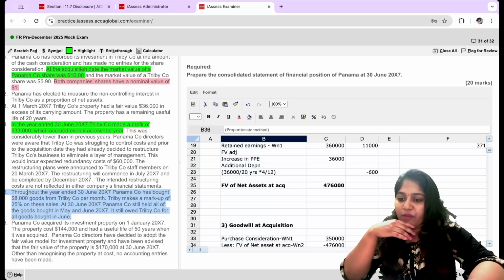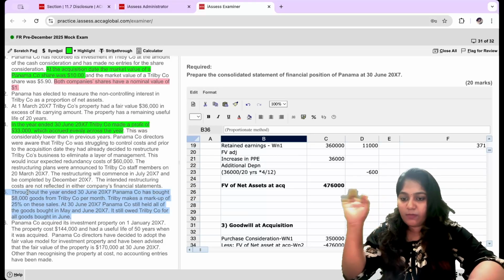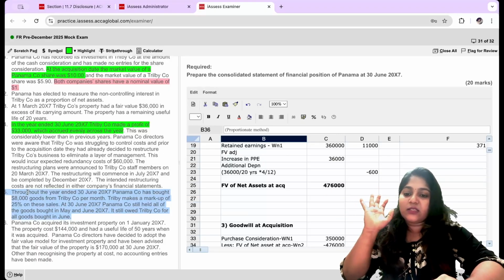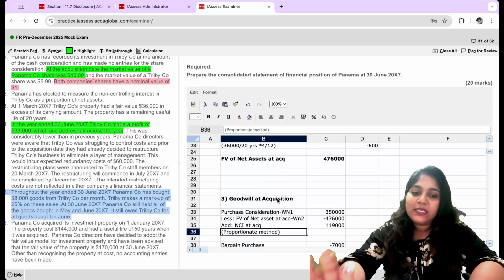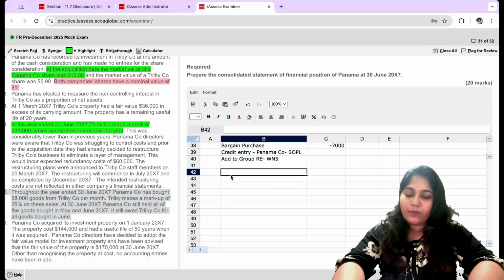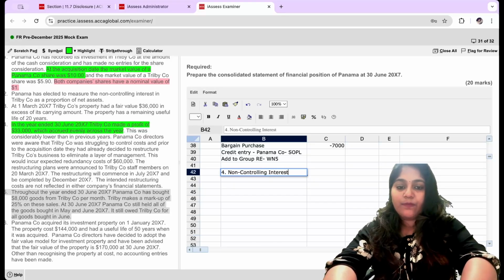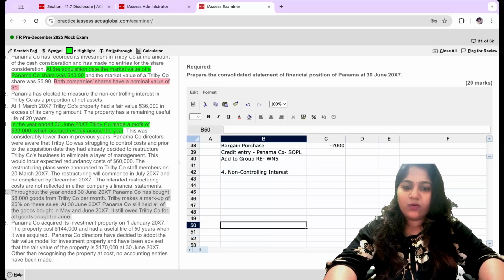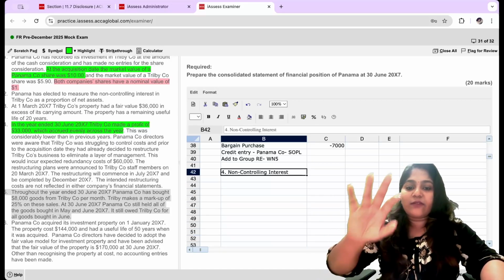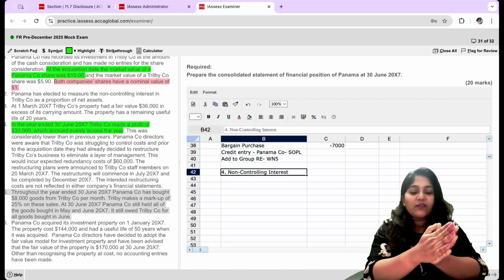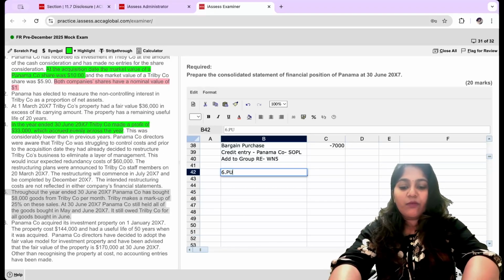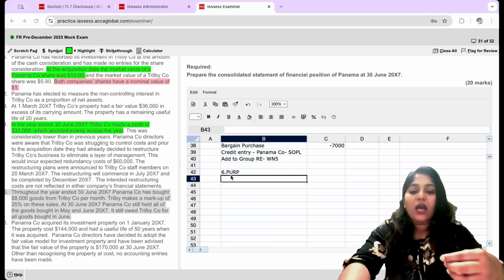Triply makes a markup of 25% on these sales. At 30th June X7, Panama company still held all of the goods bought in May and June X7. It still owed Triply company for all the goods bought in June. So it's a little tricky, but you just have to understand one by one. Let's prepare working note number 4. I will always keep working note number 4 as non-controlling interest. I'm keeping aside some 4-5 lines, and let me go to the next working note. You can always interchange, guys. I will always keep working note number 4 as non-controlling interest, 5 as group retained earnings. I can keep working note number 6 as PUP, that is provision for unrealized profits.